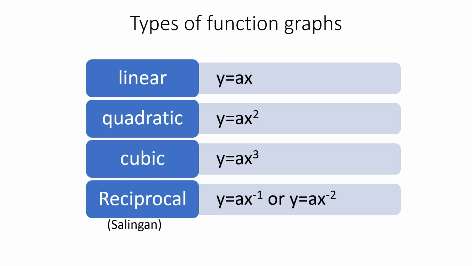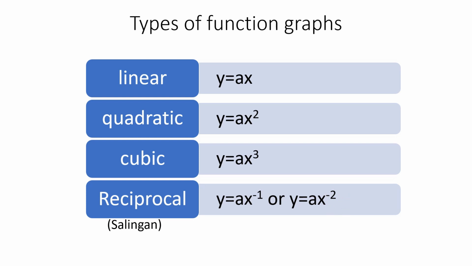In general, there are four types of function graphs. The type of graph depends on the highest power of the variable x. X to the power of 1 is a linear function graph. X to the power of 2 is a quadratic, x to the power of 3 is cubic, and x to the power of -1 or -2 is a reciprocal graph.